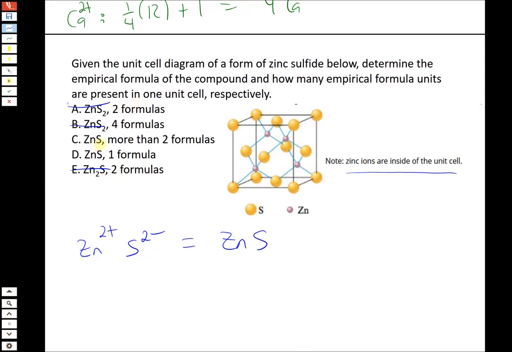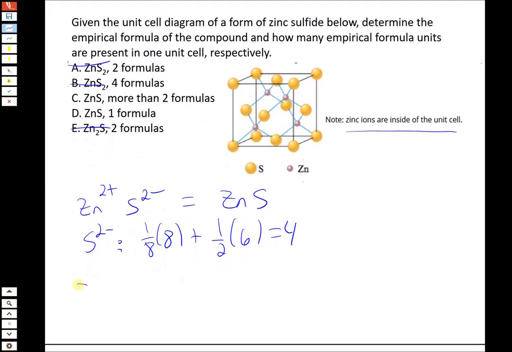But then C and D have the correct empirical formula, and we have to decide, is there one formula unit in the cell or is there more than that? So again, that's going to come down to counting the atoms. So in this structure, again, the sulfur 2- anions are once again on the face-centered cubic positions. All 8 corners, and then all 6 faces. Okay? So it's going to be counted the same way. You have all 8 corners counting as an eighth each, and you have all 6 faces counting as a half each for a total of 4.